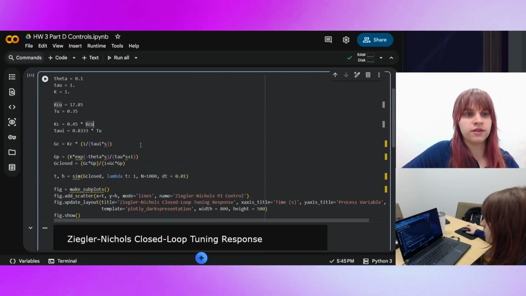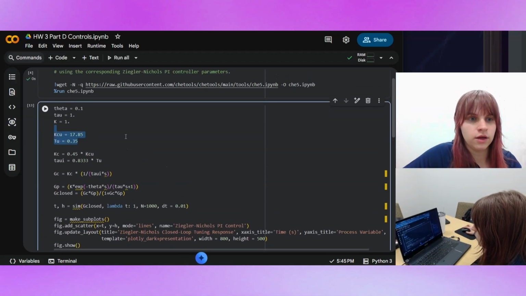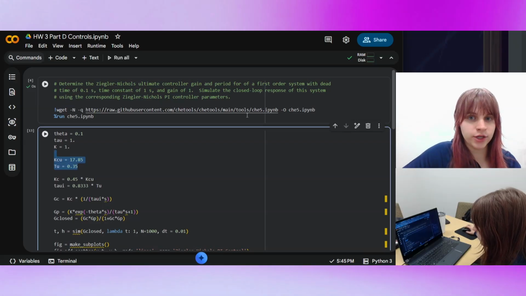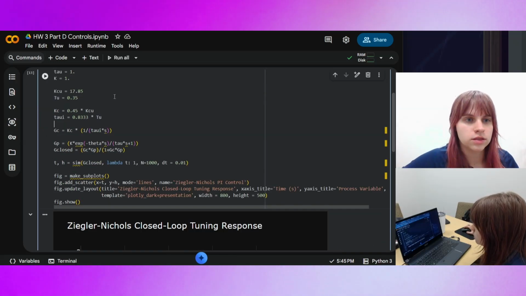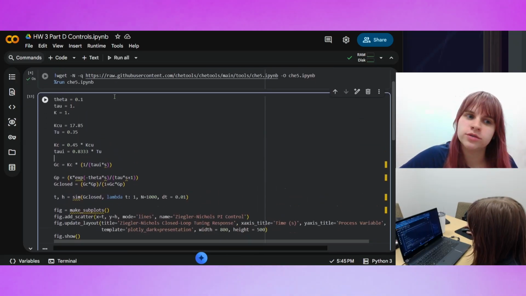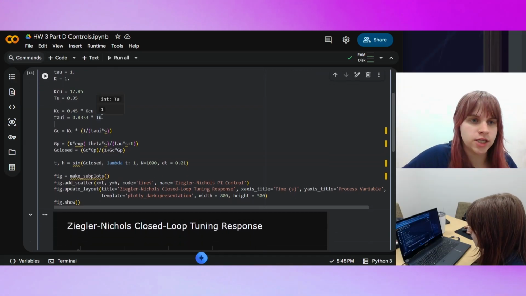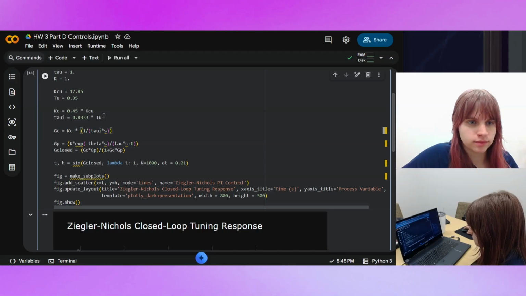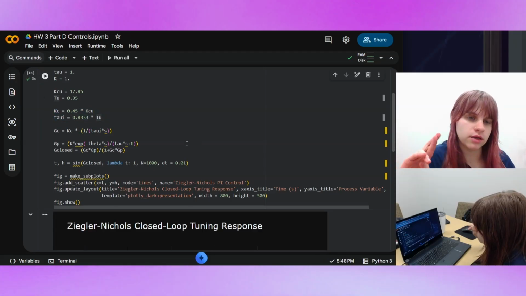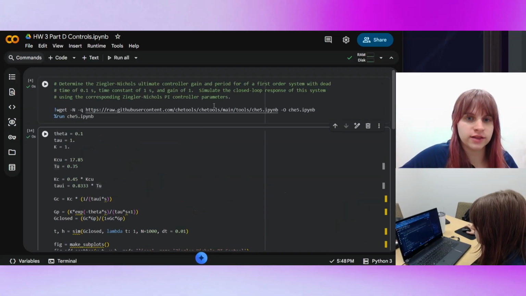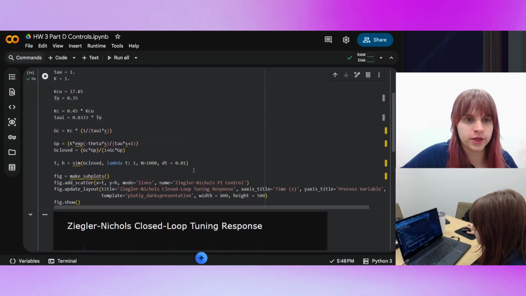Basically, now that we've found our ultimate controller gain and period, we want to simulate the response of this system. I might need to add something else, I'm not entirely sure, but now that this is updated and we have these values here, it should hopefully correctly simulate our closed loop response.